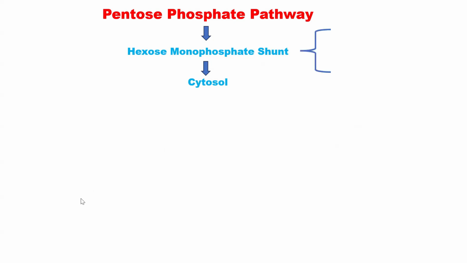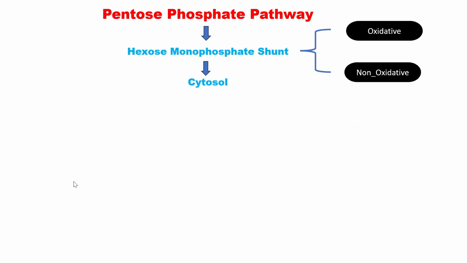The pentose phosphate pathway is also known as the hexose monophosphate shunt, and it usually takes place in the cytosol. Generally, the pentose phosphate pathway is mostly active in the liver, mammary gland, and adrenal cortex, and specifically in the cytosol of the cells. And then this pathway is divided into two: we have the oxidative phase, and then we have the non-oxidative phase.